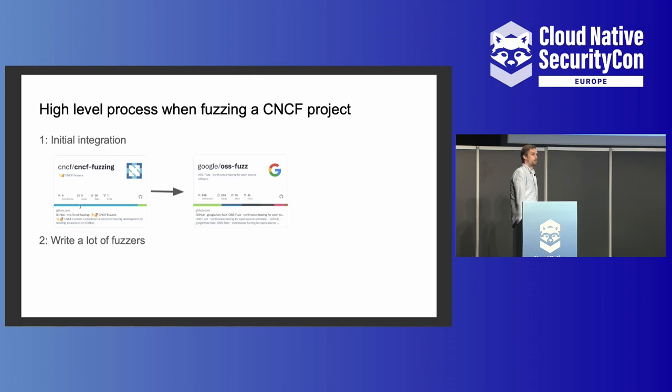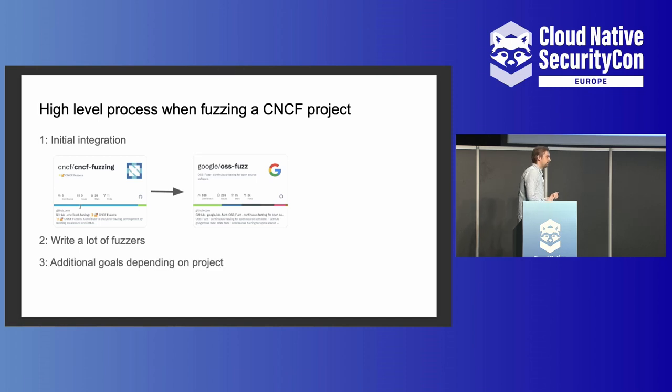The next step is we write a lot of fuzzers to get coverage up. At this point we have made the initial integration, and the next step is really to increase coverage of the whole project, starting with complex parts of the code base.